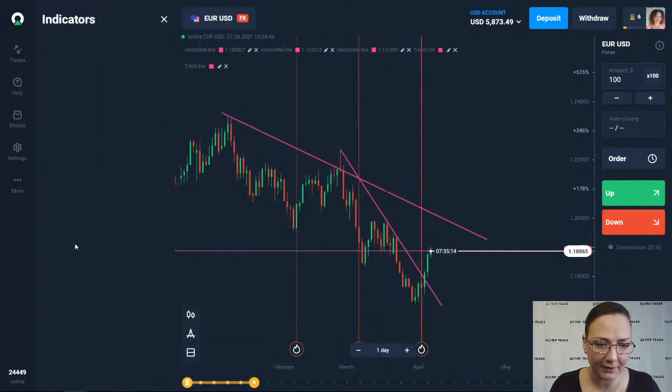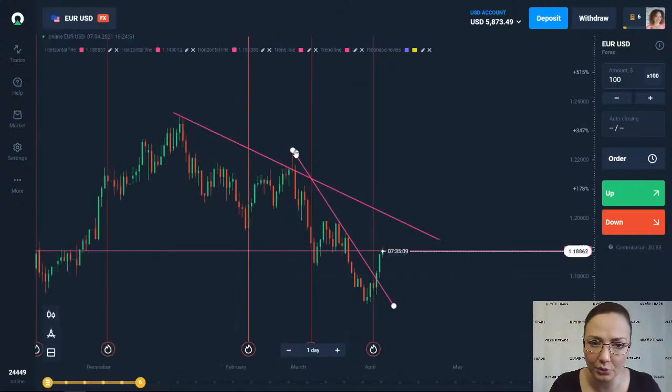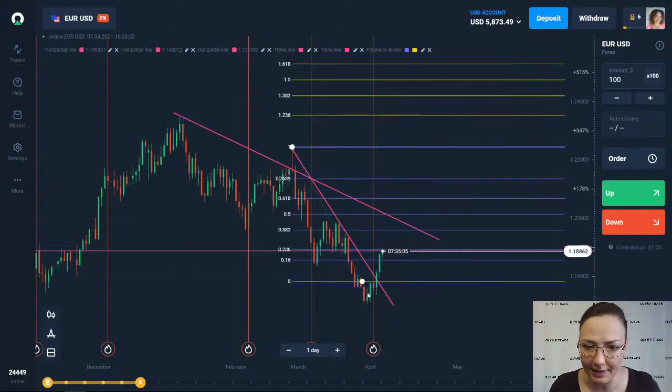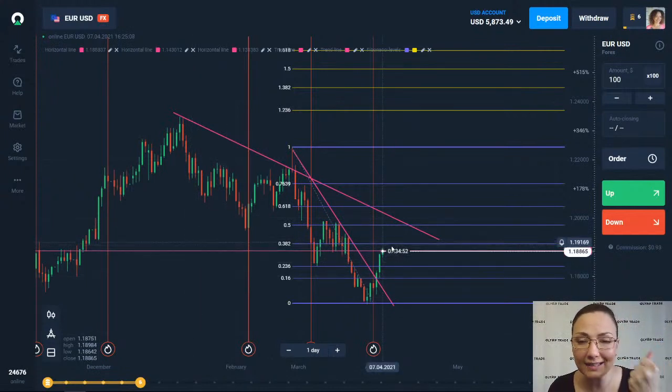Let me go ahead and take my Fibonacci level again. And I'm going to, once again, use only the latest downtrend, which we started off with. And as you can see, right now, it's using the 61.8% Fibonacci level from the previous trend as a strong level of resistance, which is in the vicinity of the 38.2.